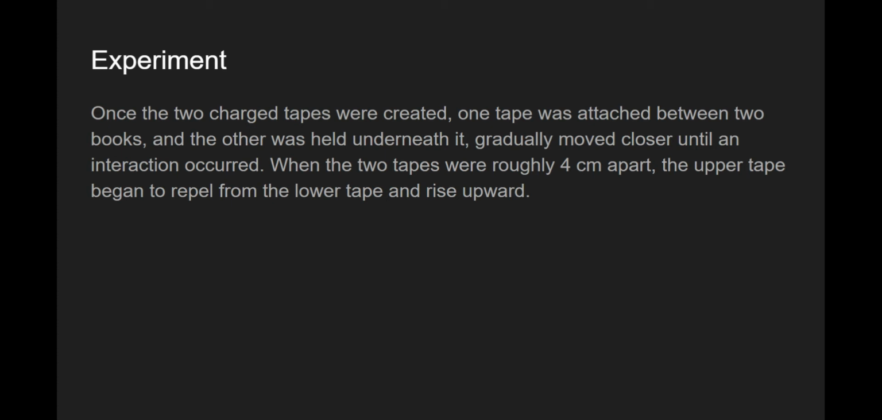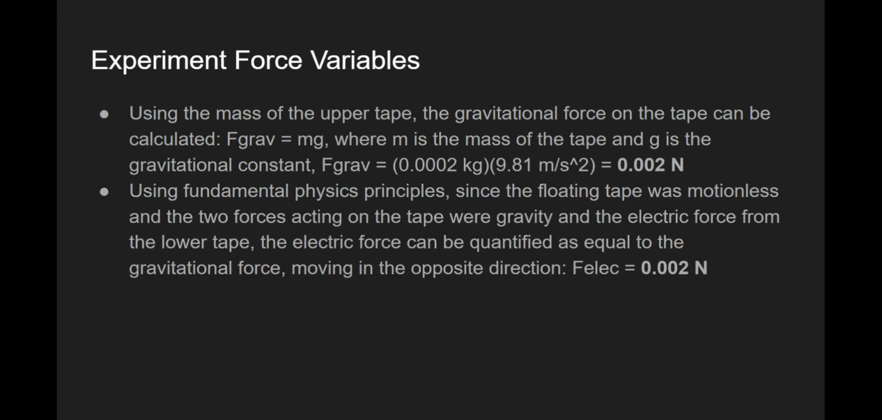Once the two charged tapes were created, one tape was attached between two books and the other was held underneath it, gradually moving closer until an interaction occurred. When the two tapes were roughly 4 centimeters apart, the upper tape began to repel from the lower tape and rise upward. Using the mass of the upper tape, the gravitational force on the tape can be calculated.